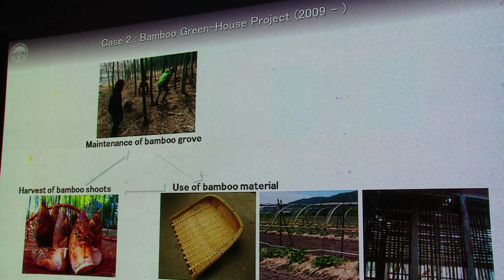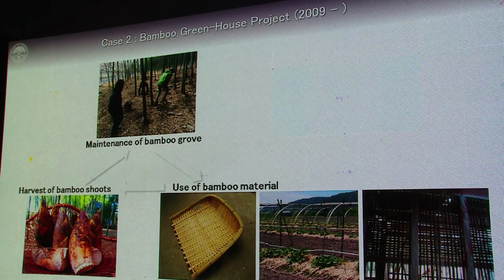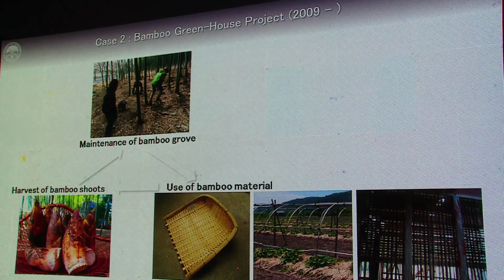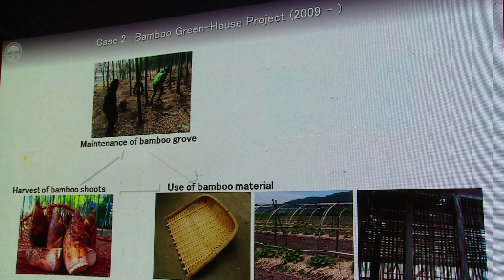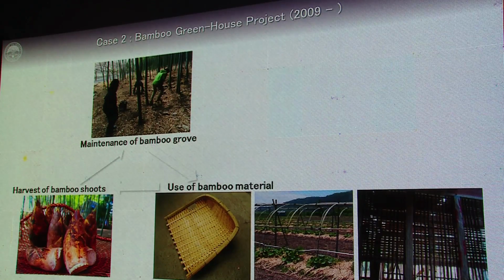So this is a cycle of the bamboo forest and the material and the harvest of bamboo shoot. So this is a cycle in the past. So in this project, more than 20 bamboo greenhouses were already built by the local people who are very much conscious of the eco-friendly lifestyle, as well as, for example, the young farmers starting up the farming activities. So they didn't have any money, they just had energy and time.